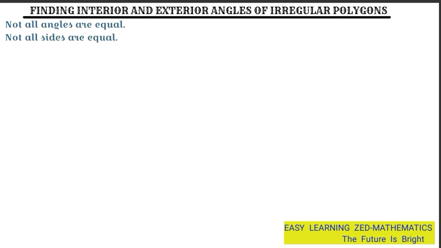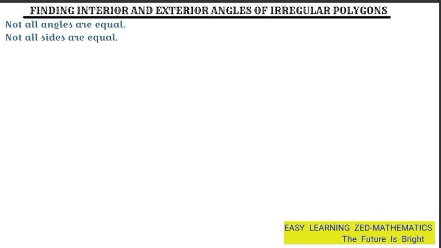The other one is not all sides are equal. Just like I said on the angles, the same thing can happen to the sides. Two or three sides may be equal, but there will be one or two sides which will be different, will not be equal. That's why I'm saying not all sides are equal, because there is a probability that two or three sides may be equal. So these are the facts about irregular polygons.